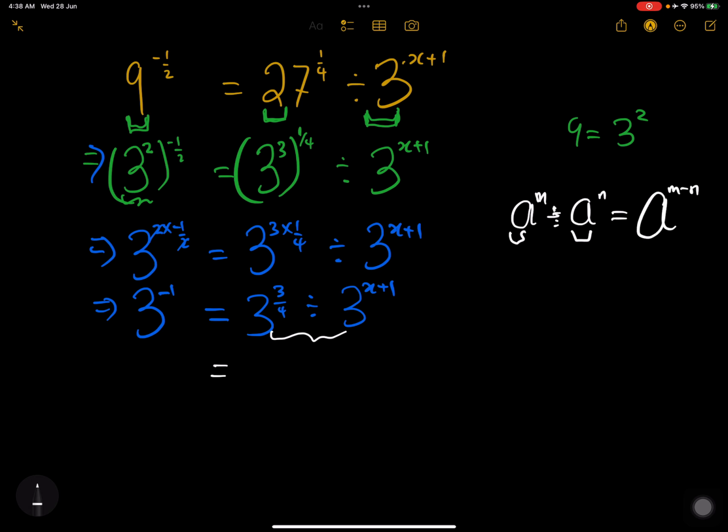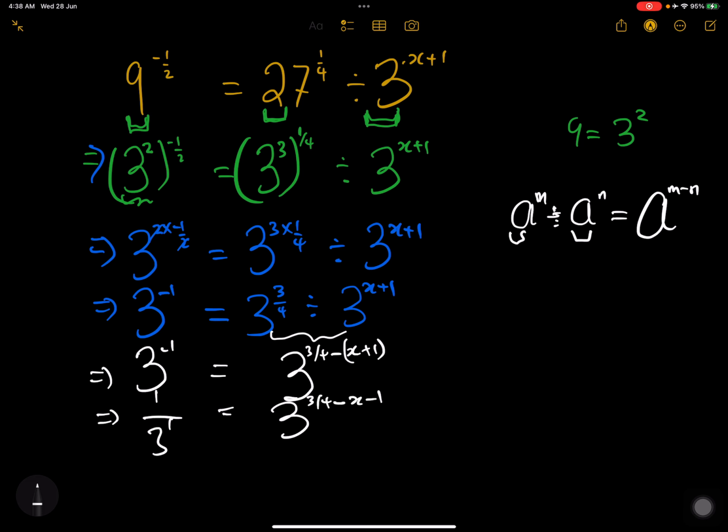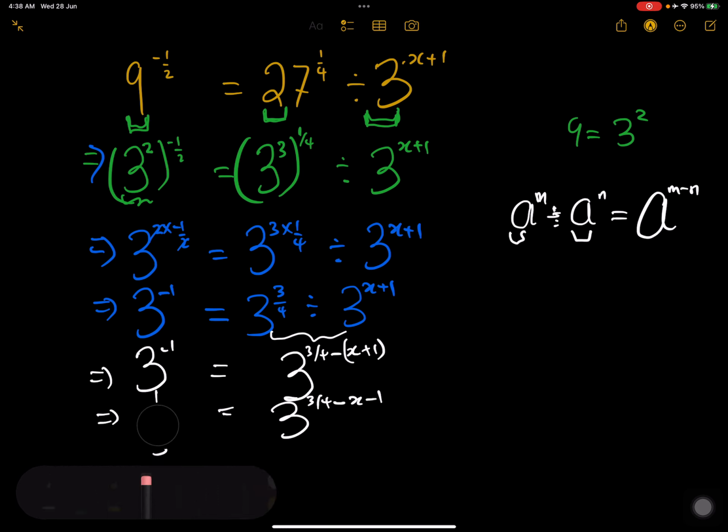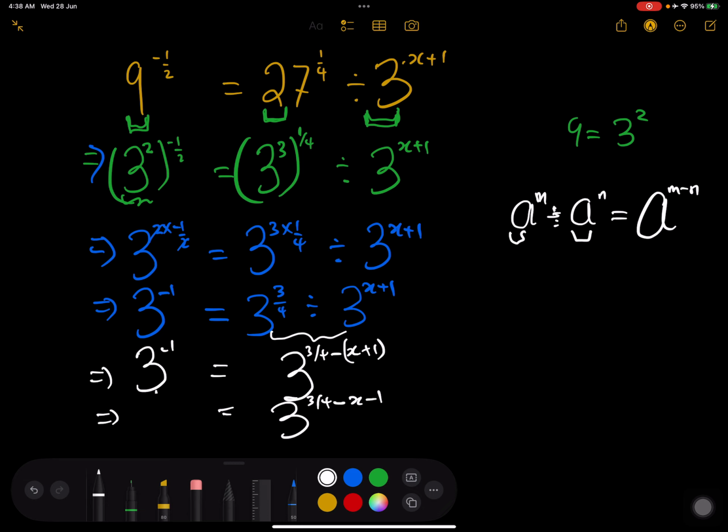Please do not throw the rules away. We need the rules to be able to solve the problem. So we are going to have 3 here to the power 3/4 minus x plus 1. And then here 2 becomes 3 to the power negative 1. We know that 3 to the power negative 1 can be written as 1 divided by 3 to the power 1, which is the same as 3 to the power 3/4 minus x minus 1. So we don't even need to change anything. We're writing everything in terms of 3. So here is 3 to the power negative 1.